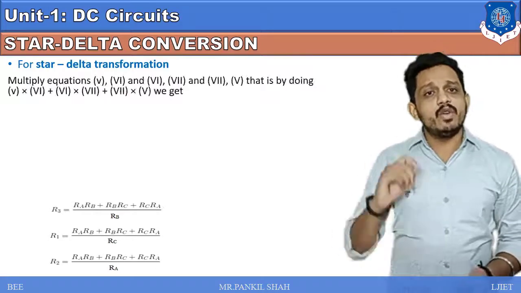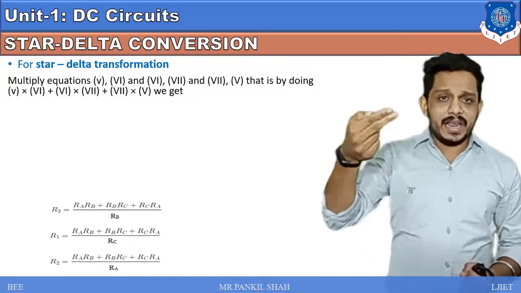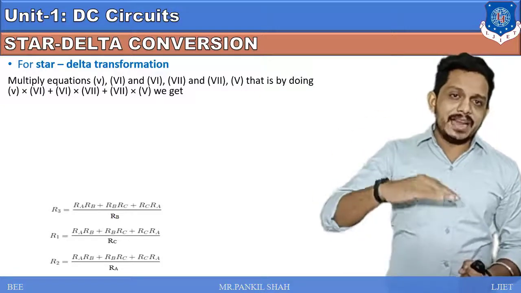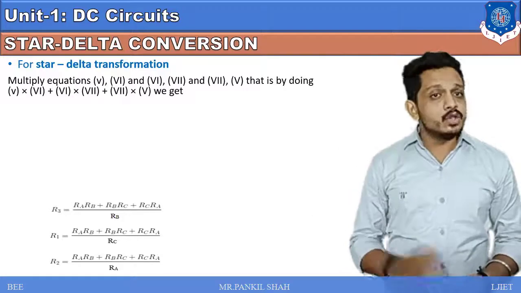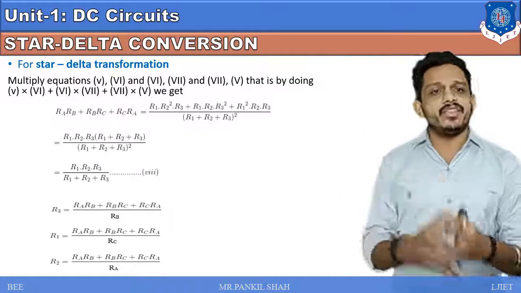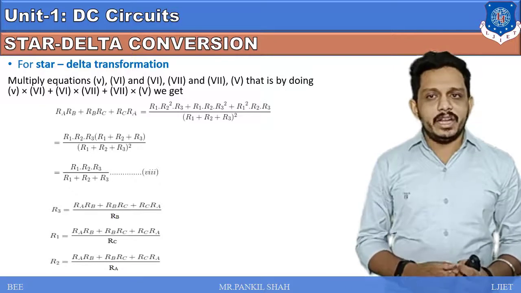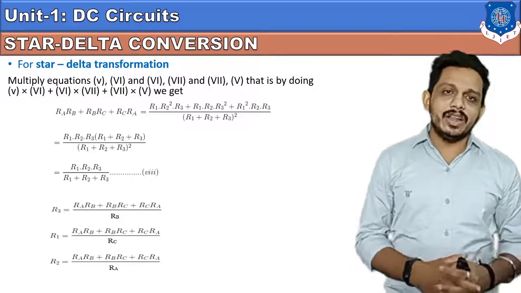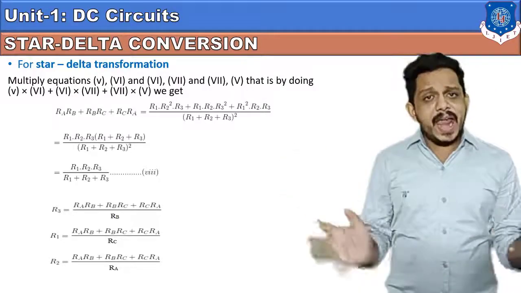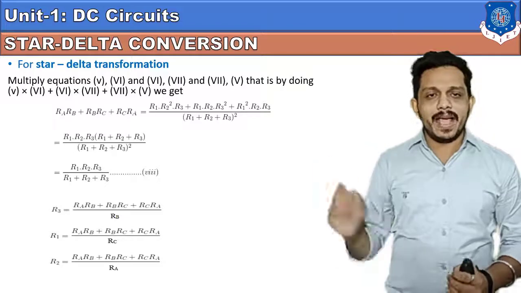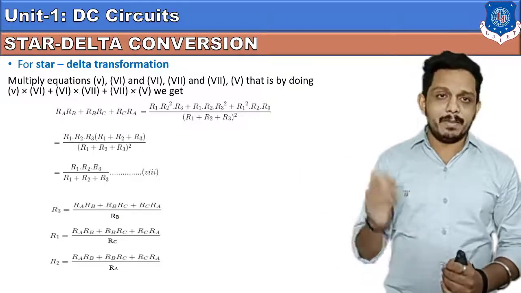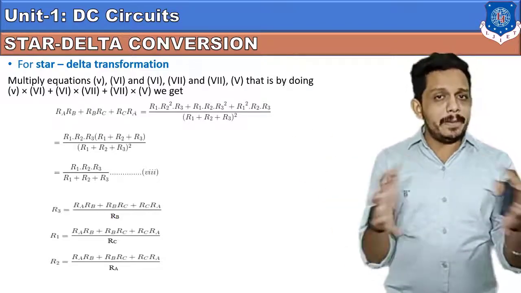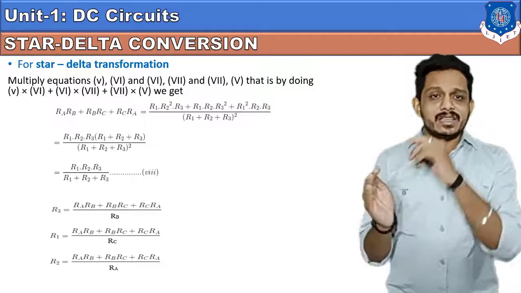So what we have to do is multiply those equations. Means RA equation should be multiplied with RB equation, RB equation with RC equation, and RC equation with RA equation. So the multiplication of those equations will be written as RA·RB in the first, RB·RC in the second, and RC·RA in the third, and add all those three equations. So in LHS, it will be RA·RB + RB·RC + RC·RA. In RHS, we have multiplied three equations, so the bracket is a square term.